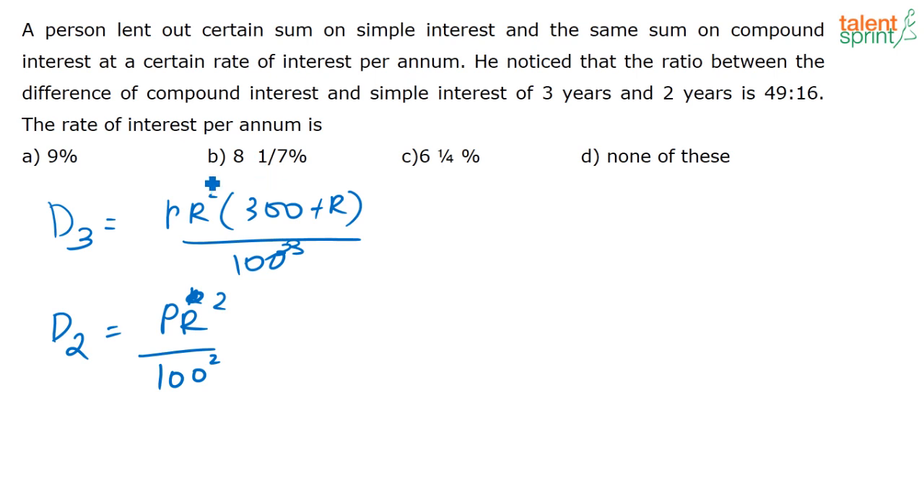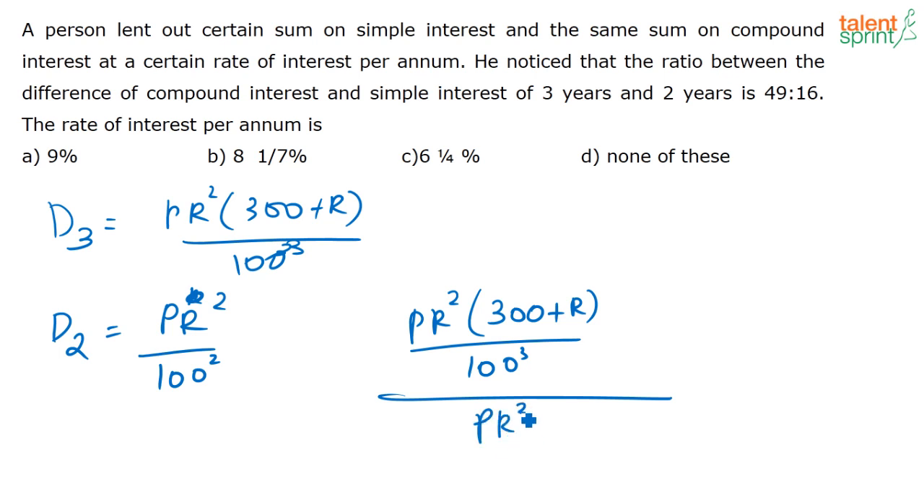So what are they saying? He lent out a certain sum at simple and compound interest. He noticed that the ratio between the difference for 3 years and 2 years is 49:16. So what is 49:16? It is nothing but PR squared into (300 plus R) divided by 100 cube, divided by PR squared by 100 squared. This is the difference between simple interest and compound interest for 3 years, and this is the difference for 2 years, and this is equal to 49/16.